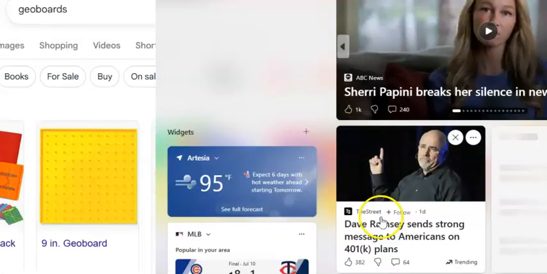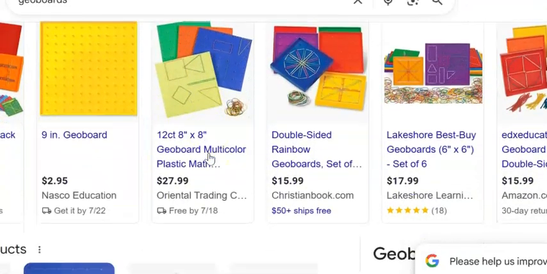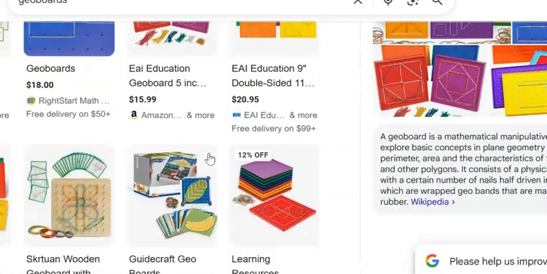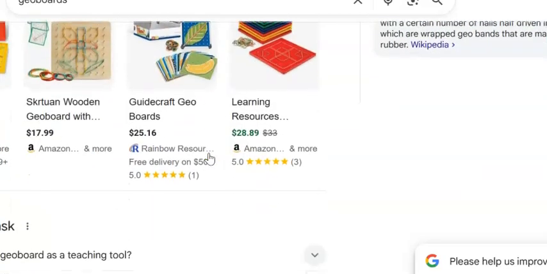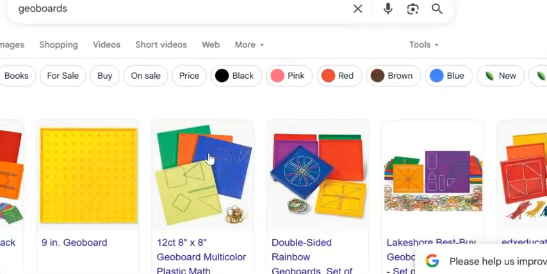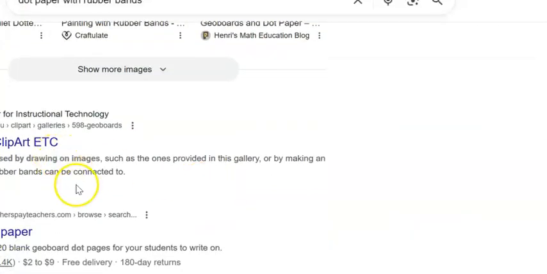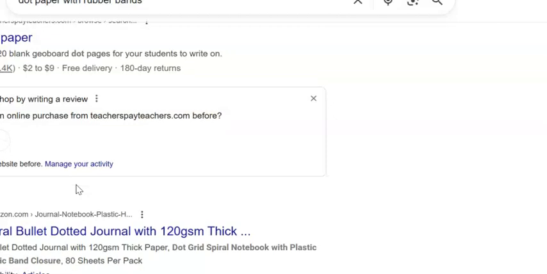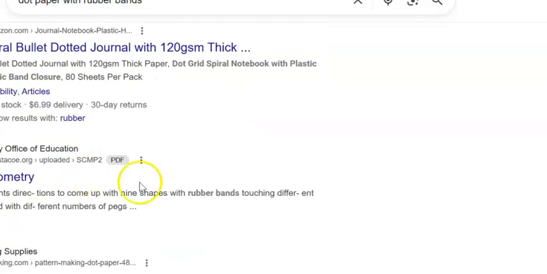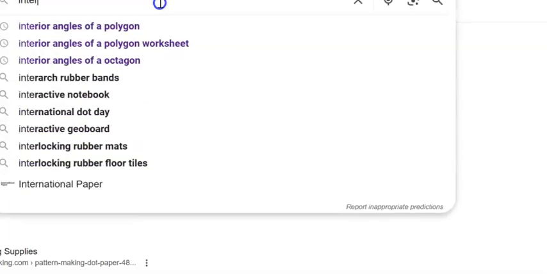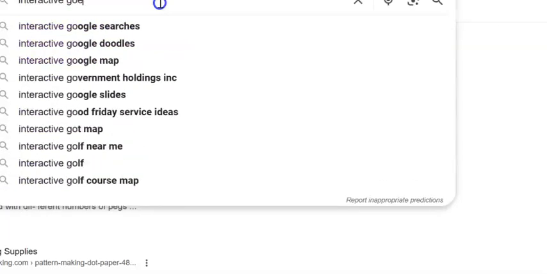If you have room in your budget to use geoboards, these can be used in place of dot paper. There are also digital versions of geoboards that you can find online. So let's see if we can just find one of those. Maybe an interactive geoboard. And I know they're out there. Give me just a second to find one. Let's just search one real quick. Interactive geoboard.